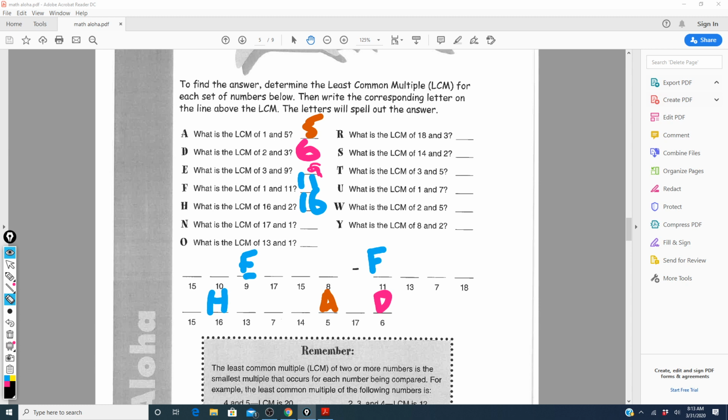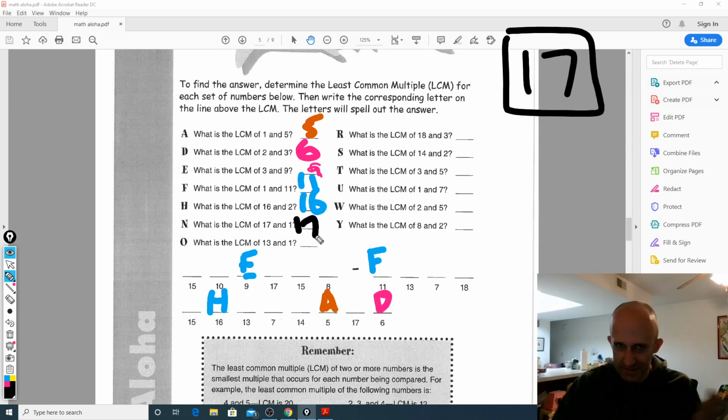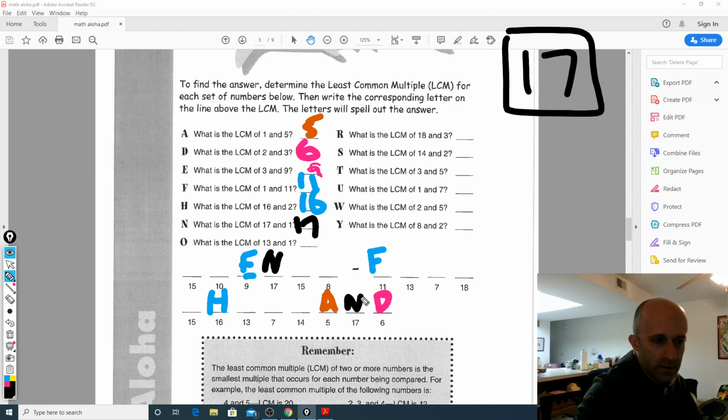Let's change it up here. 17 and 1, I'm not going to bore you here. 17 and 1 is purely going to be 17. 1 can go into 17 17 times. So 17 should be your answer for that. It should be an N right there.